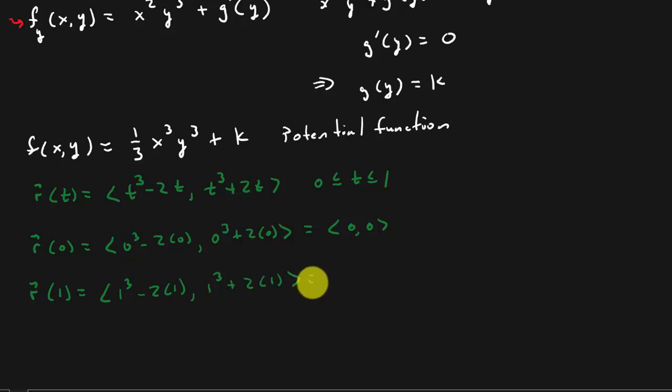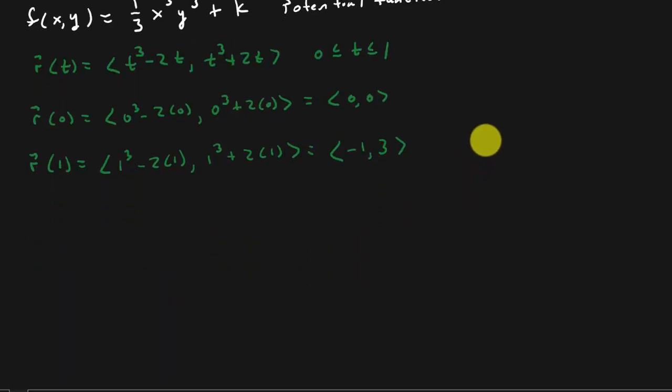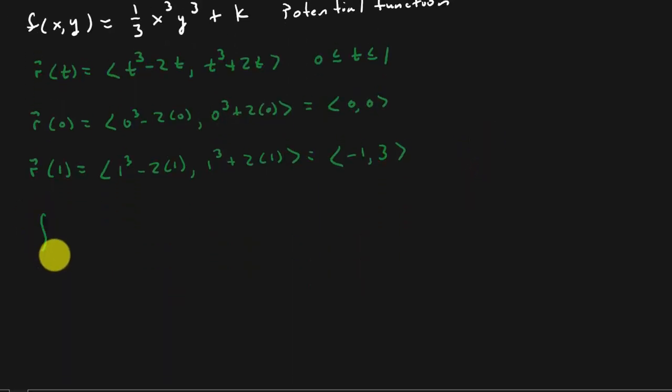And that is going to be, what is that? -1, 3. So I'm going from 0, 0 to -1, 3. So we have the integral over C of F dot dr is equal to the integral over C of the gradient of f dot dr, which is equal to f of -1, 3 minus f of 0, 0. That's how we integrate it.